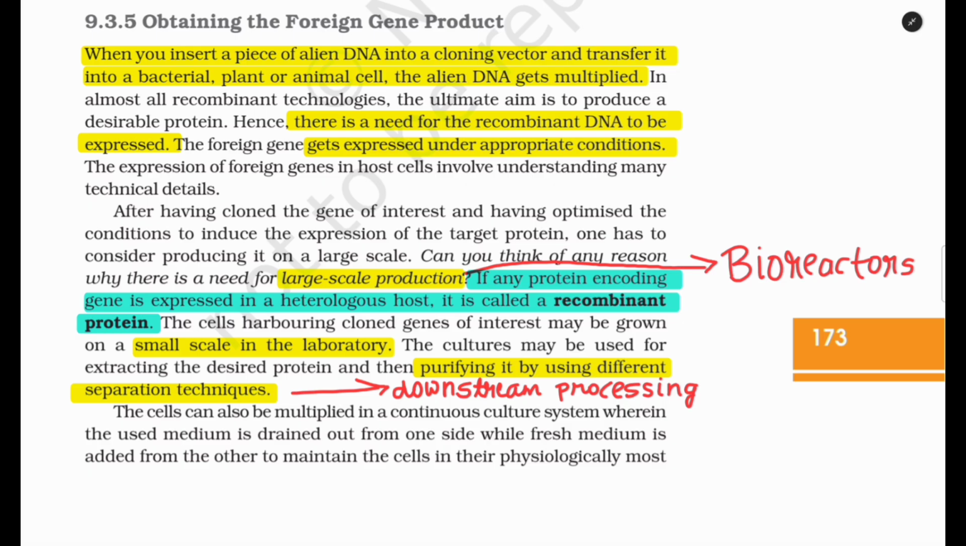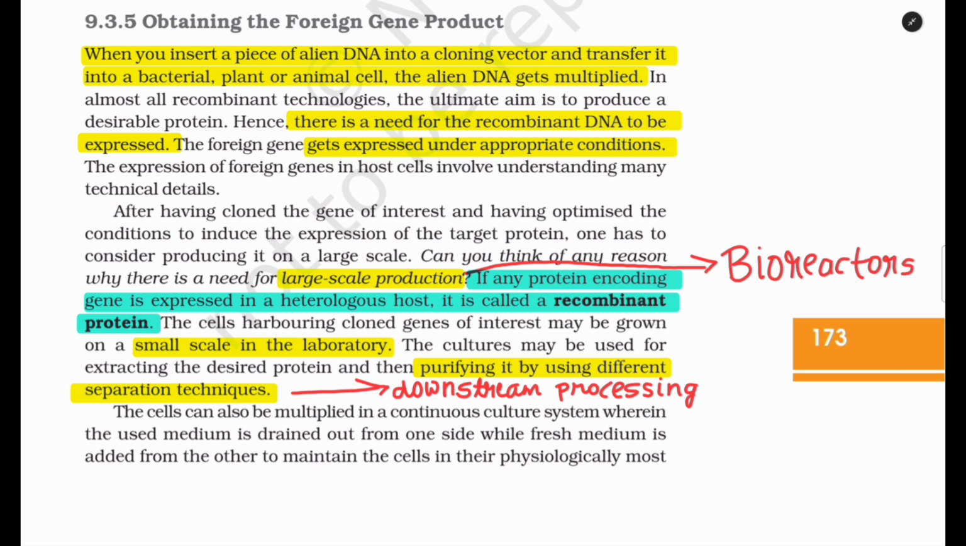The expression of foreign gene in host cells involves understanding many technical details. After having cloned the gene of interest and having optimized the condition to induce the expression of the target protein, one has to consider producing it on a large scale. Can you think of any reason why there is a need for large scale production? If any protein encoding gene is expressed in a heterologous host, it is called a recombinant protein.